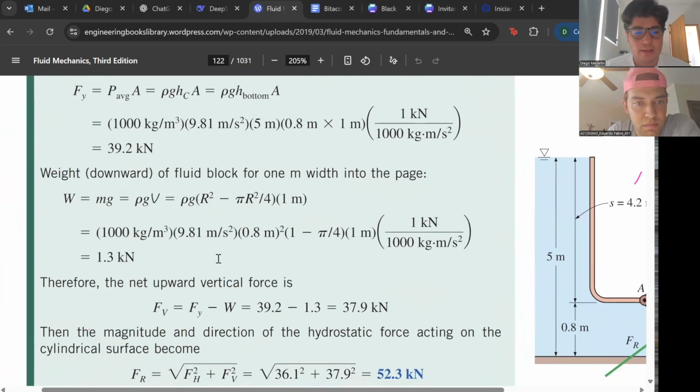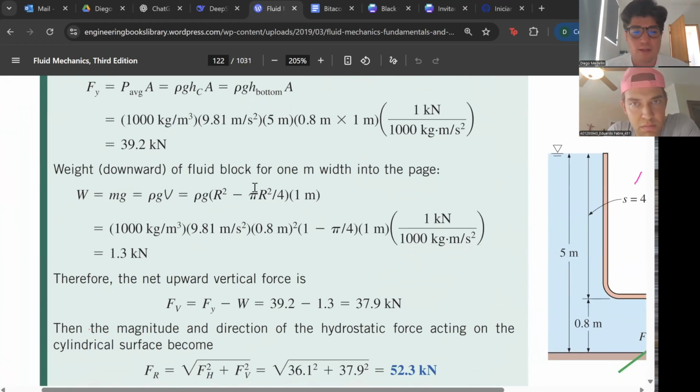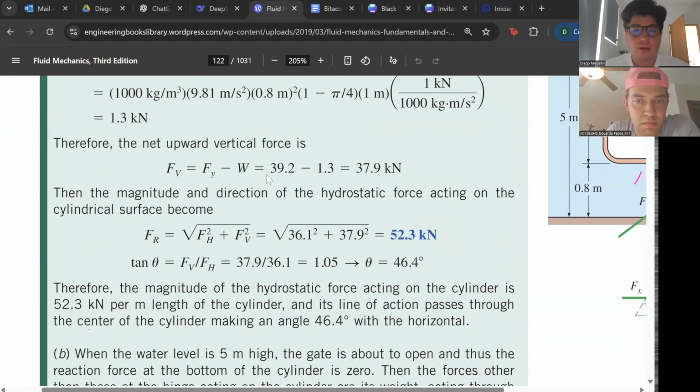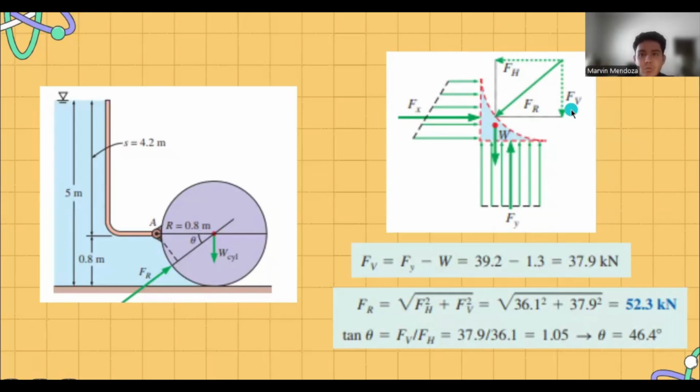And then the last thing that we would get would be the weight, which by doing this equation would give us 1.3. So the net vertical force from the fluid on the surface Fv is equal to 37.9 kilonewtons acting upward. The two components Fh and Fv are shown as vectors, and they are combined tip to tail to form the resultant force Fr. The magnitude and the angle are calculated on screen.